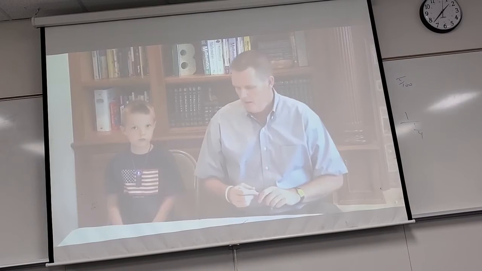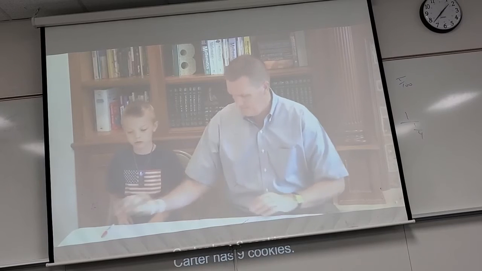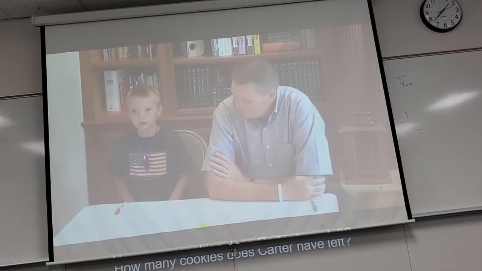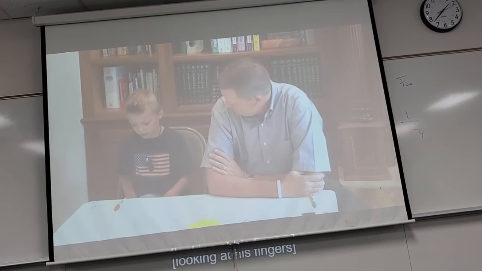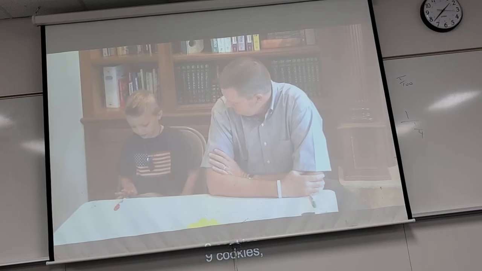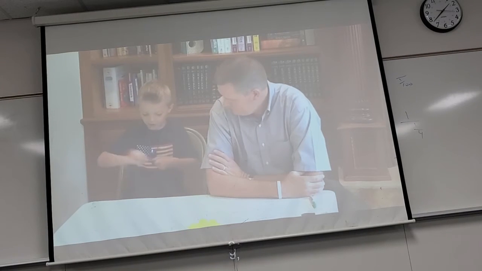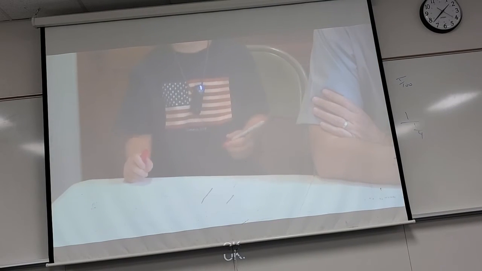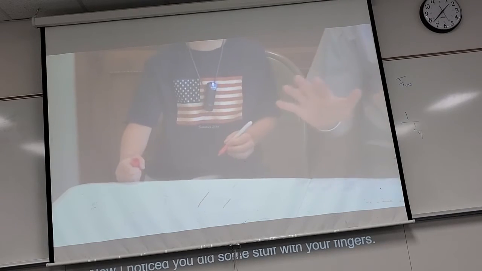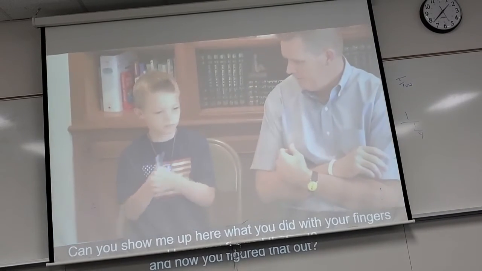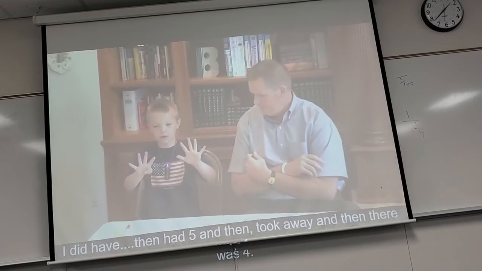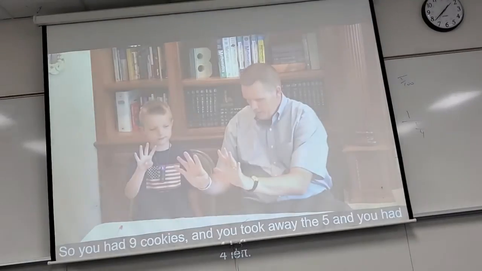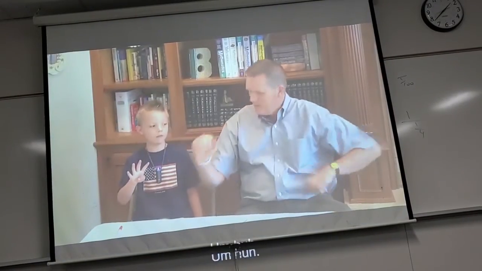All right, everybody's got some problem. All right, Carter has 9 cookies. He gave 5 cookies to his brother. How many cookies does Carter have left? 9 cookies. Take 1 5. Yes. I love this. Okay. Now, I noticed you did some stuff with your fingers. Can you show me up here what you did with your fingers and how you figured that out? I did and had 5 new to equate, and then it was 4. Okay, all right. So you had 9 cookies and you took away the 5 and you had 4 left. Got it. Okay, great.